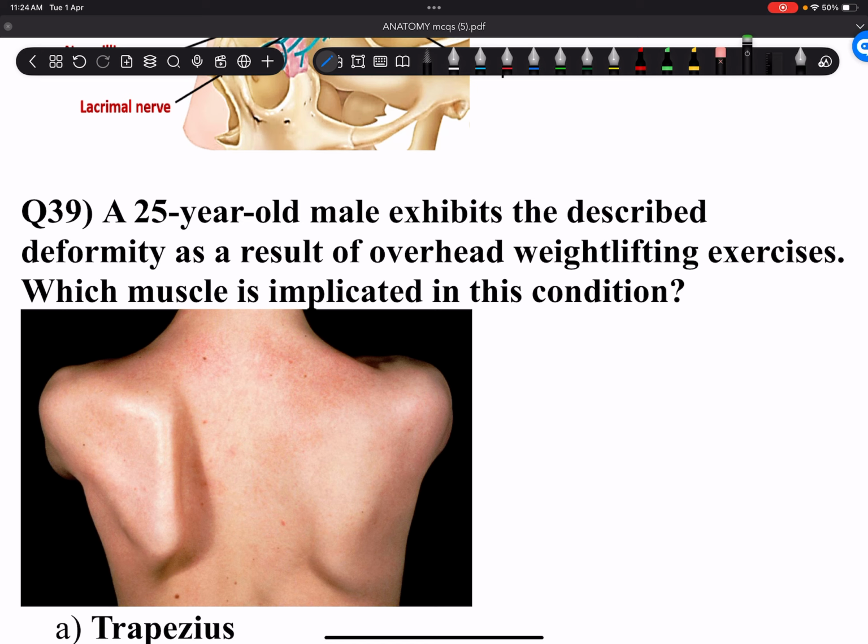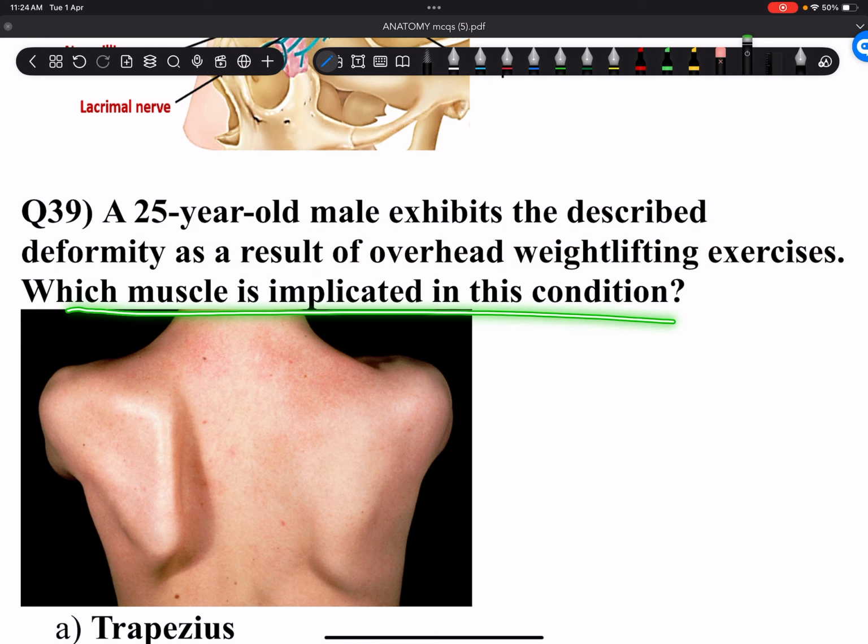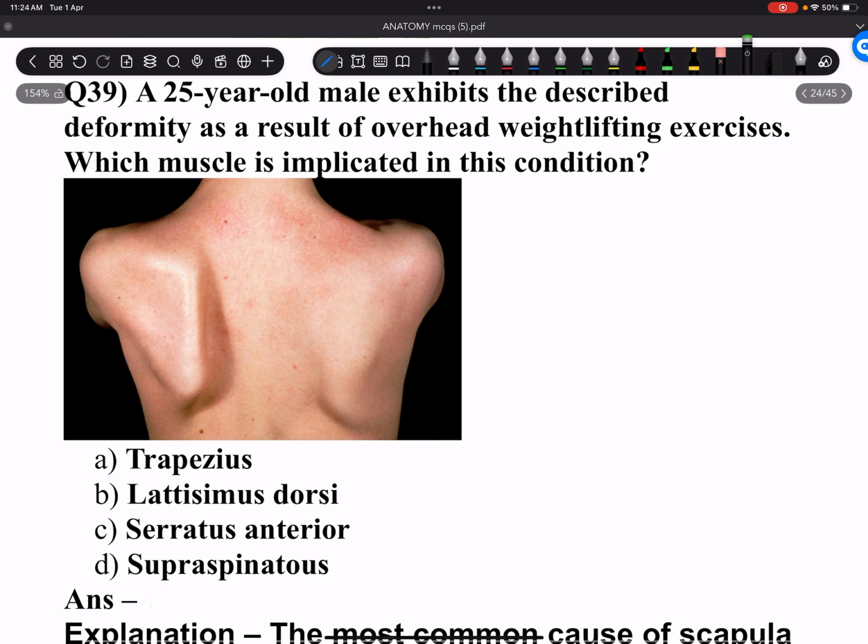When the question is very long, okay, this is just a tip for your exam, and don't be afraid of solving any question. If a question is big, the answer will be easy only. Okay. A 25-year-old male exhibits the described deformity as a result of overhead weight lifting exercise. Which muscle is implicated in this condition? So tell me the answer. You should know this answer, I think.